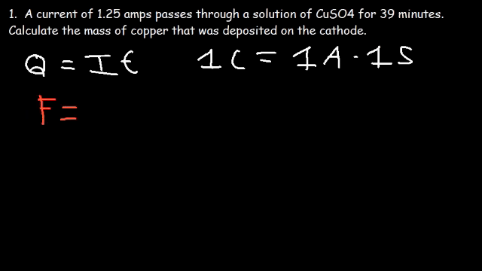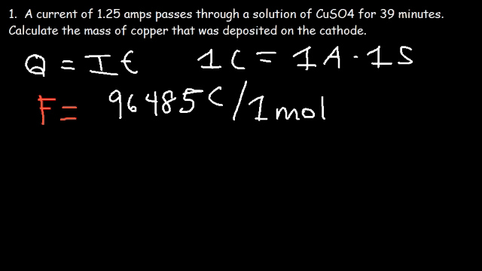Faraday's constant is 96,485 coulombs per 1 mole of electron. Now, in the conversion, I'm not going to write coulombs. Instead, I'm going to use amps times seconds in place of coulombs. So let's go ahead and begin.